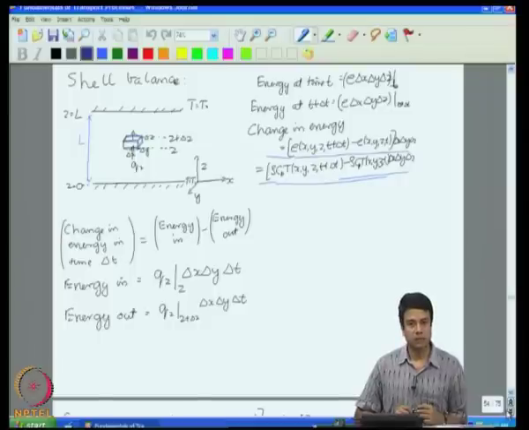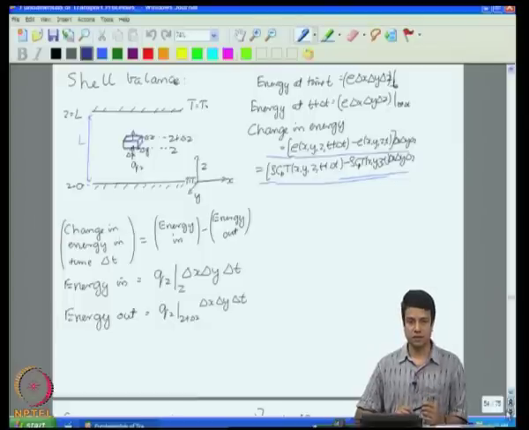For example, in a pipe, if you have a viscous fluid flowing, then there is fluid friction, shear stresses, and that itself generates heat, and all the energy that goes into pumping that fluid gets converted into heat energy and thereby increases the temperature of the system.